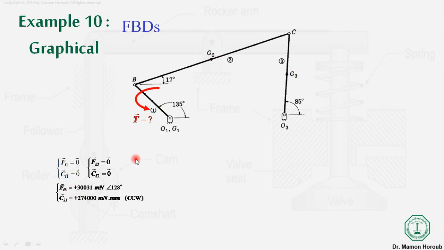For link 3, the reactive force is considered, and it is applied at an angle of 128 degrees. The magnitude of the moment is also given. It is positive because it is counterclockwise. What is required is to find the torque T that is applied on link 1. This is similar to one of the problems that we solved in the previous lectures.